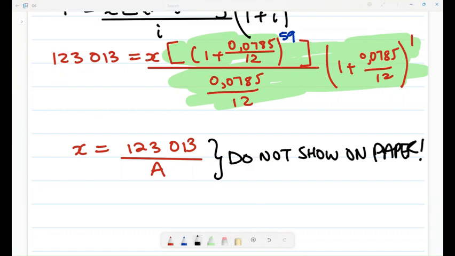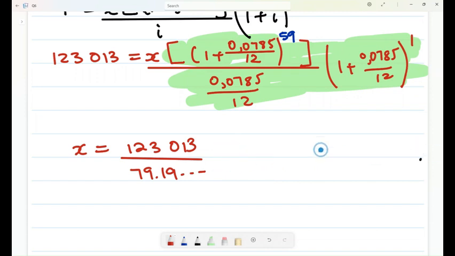79,19 blah blah blah blah. So I can say 79,19 blah blah blah blah instead. Okay. What I'm going to do, I'm going to say 123,013 divided by the answer. So I get x, let x be 1704.01. 1704,01. This is the monthly payment they're going to do.